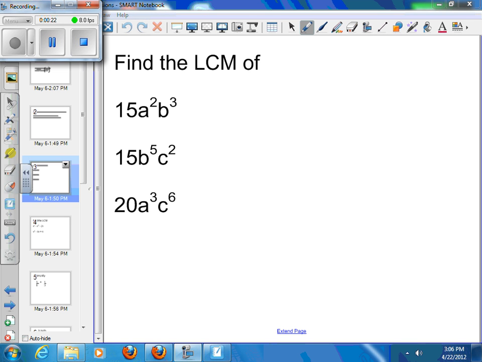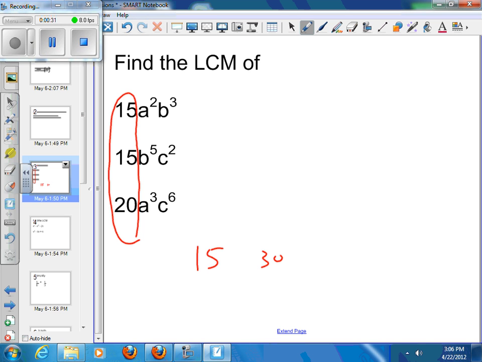So I'm going to look at my numbers. I've got a 15 and a 20. If you do the listing method, you've got 15 and 30, and you've got 20 and 40. And then this would go 45, and this would go 60, and this would be 60. So the first thing I would do is my least common multiple of my numbers is 60.